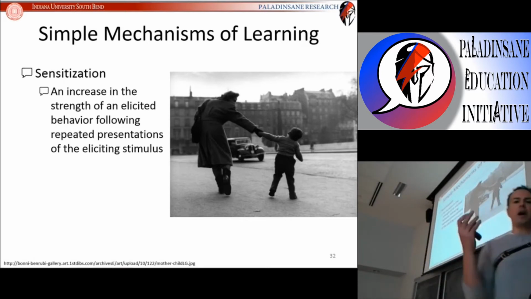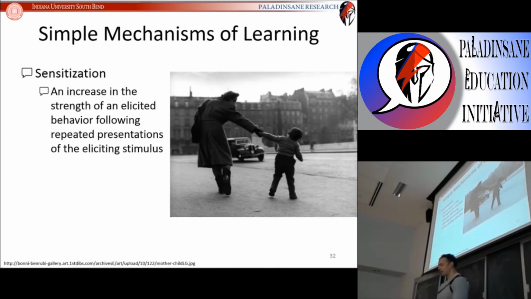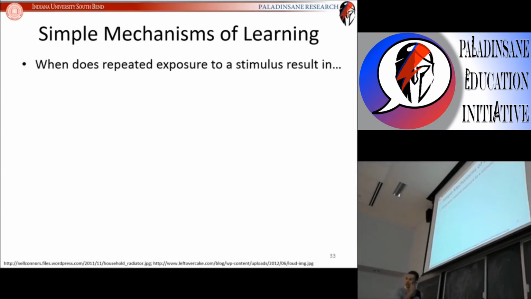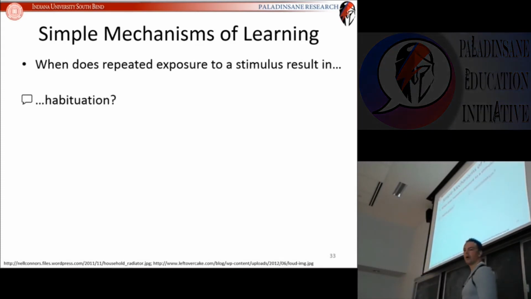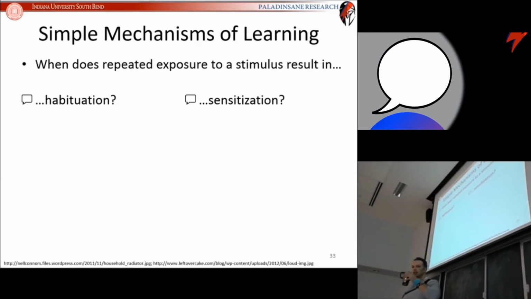So we have sensitization, where you get repeated presentations and your response goes up. We have habituation, where you get repeated presentations and your response goes down. So a question might be, when does a repeated presentation lead to sensitization, and when does it lead to habituation? Because it's the same thing. Sometimes it leads to an increase in the signal, sometimes it leads to a decrease. What are some of the characteristics that will let you know if a stimulus will result in habituation or in sensitization?